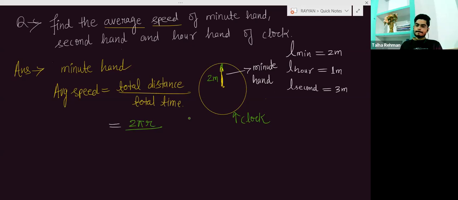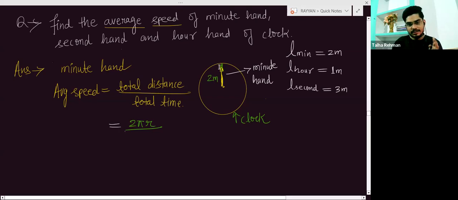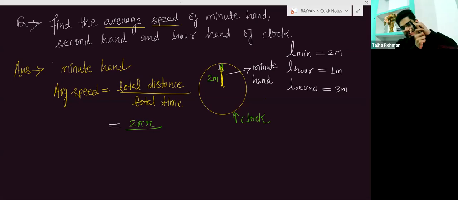1 hour. The minute hand will complete one rotation, one circle, in 1 hour. It will go like this: 1 minute, 2 minutes, 3 minutes, 4, 5 minutes, 6, 7, 8, 9, 10, 11. When it reaches 60 minutes, it will become 1 hour. Then after that, what will happen?